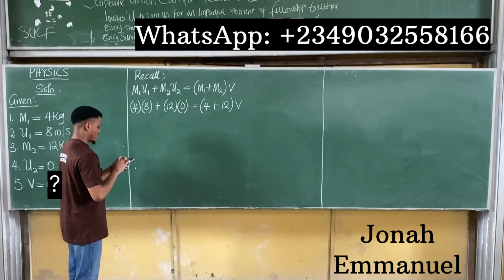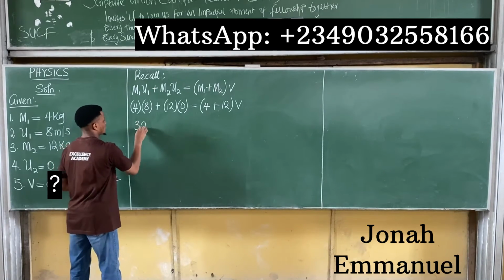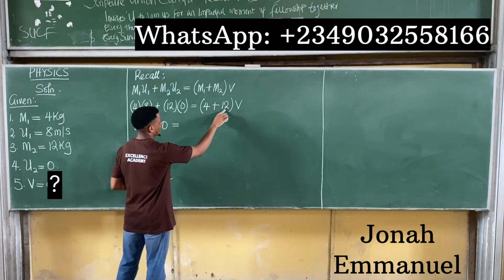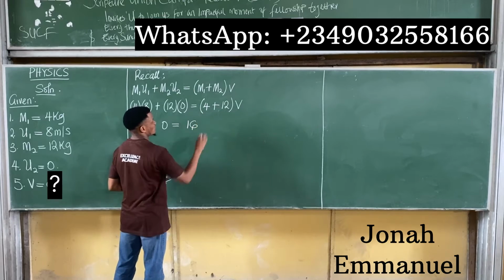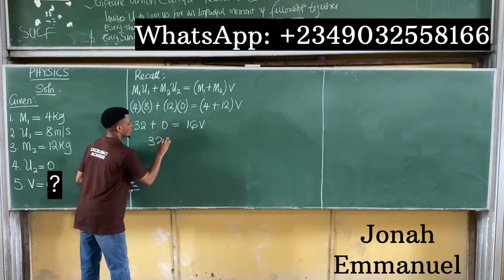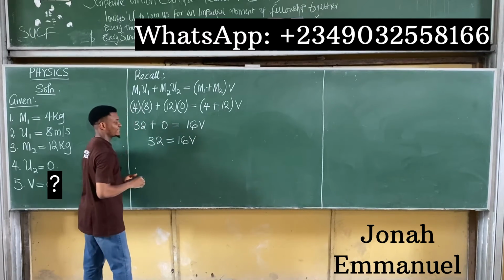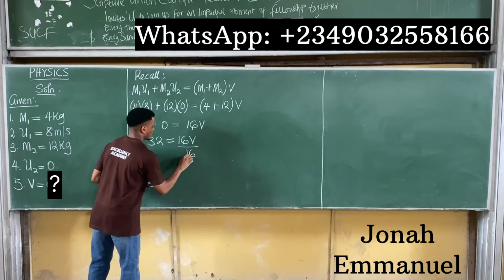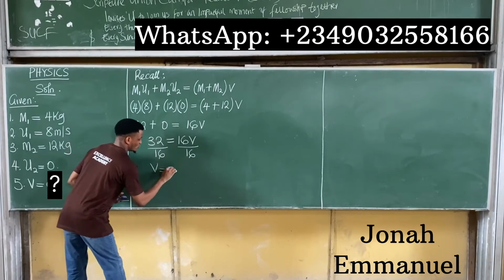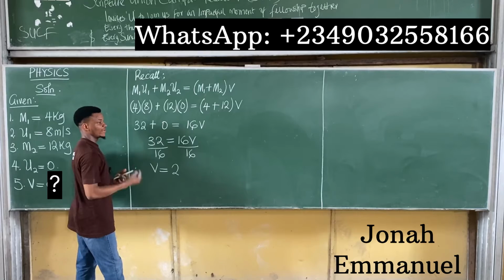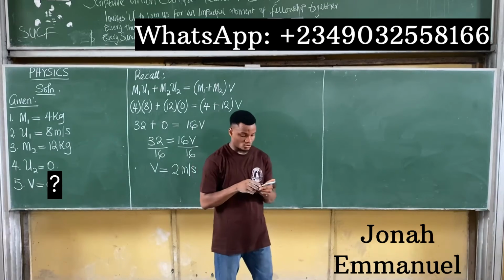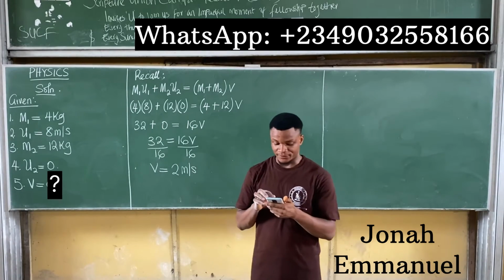So 4 times 8 gives 32, plus 12 times 0 is 0, is equal to 4 plus 12, which is 16, times V, becomes 16V. From here, we have 32 equal to 16V. Let's find the value of V. I'll divide both sides by 16. So V is equal to 32 over 16, which gives 2. V is velocity measured in meters per second, so V is equal to 2 meters per second.